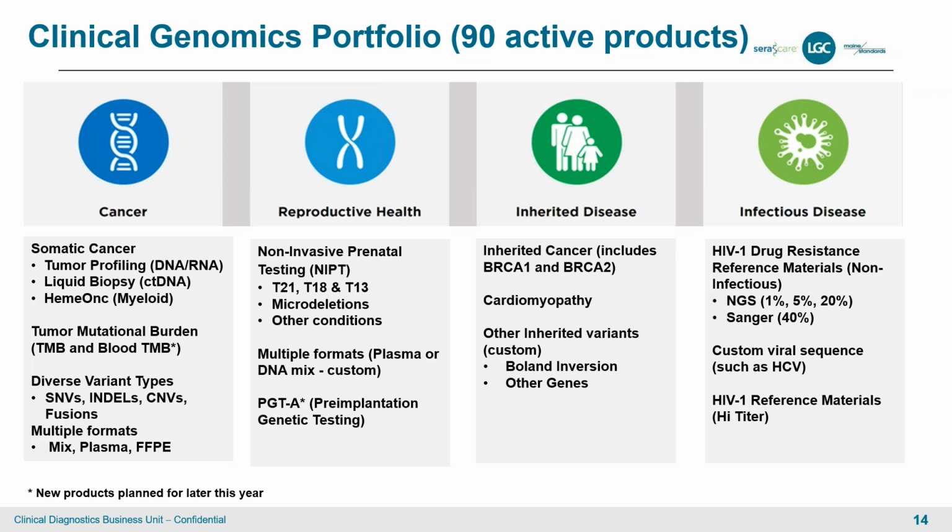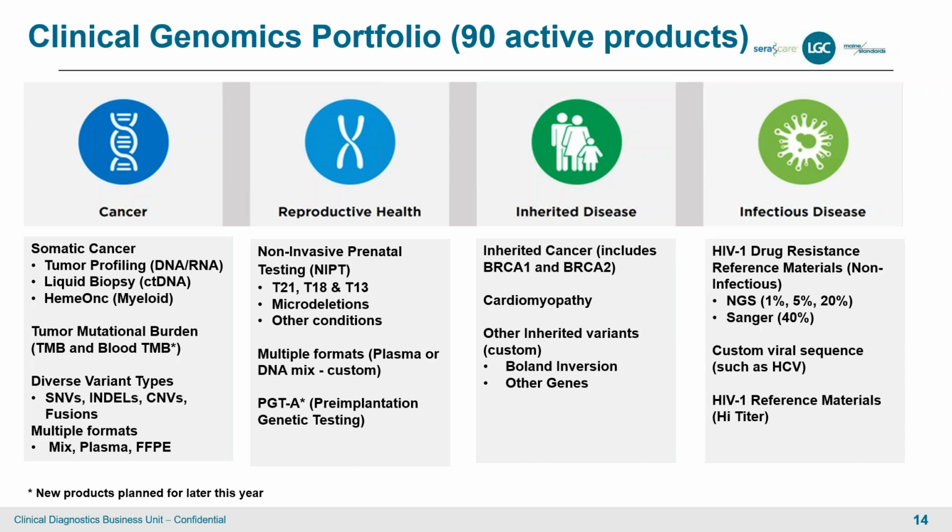We really focus on diverse variant types. We realize that there's not a single variant. There are single nucleotide variants, there are indels, there are copy number variants, there are fusions, right? There are multiple formats of samples you get. Sometimes you're looking at plasma, you're looking at FFPE. So we've made sure that not only our variants cover all the actionable variants, but they also focus on the different types, right? So you can use it in your lab across the workflow that we talked about.